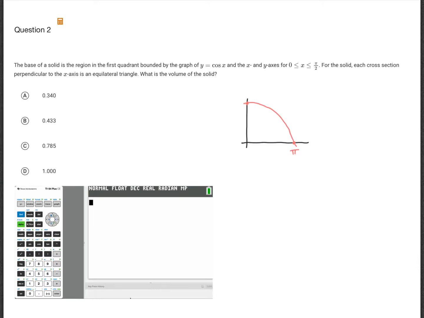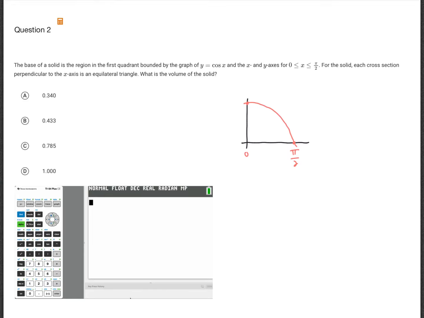Okay, there's the pi over 2, and there's 0. Okay, so there's our cosine graph, and they say that for this volume, this area is the base, and then cross sections are perpendicular to the x-axis, so we know everything's going to be in terms of x for our integral.